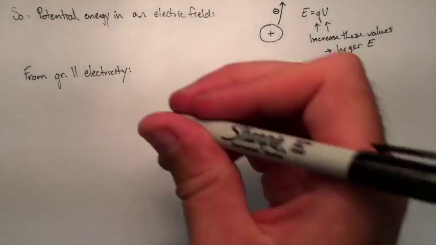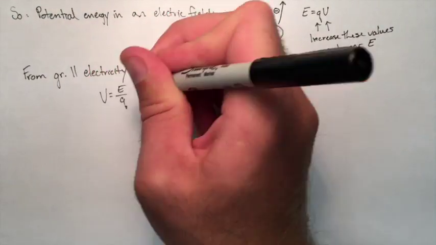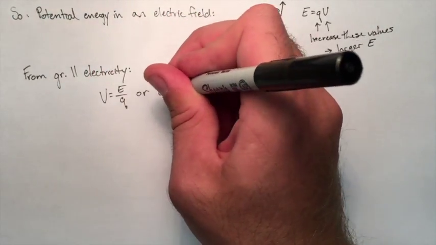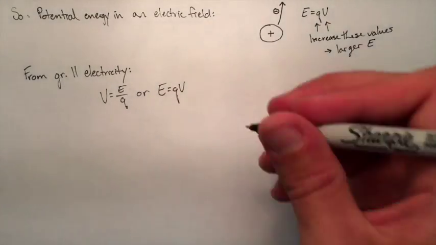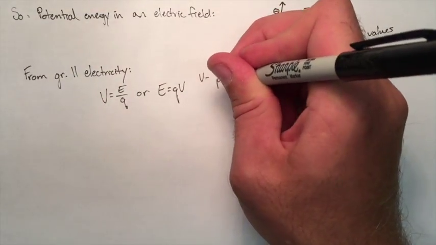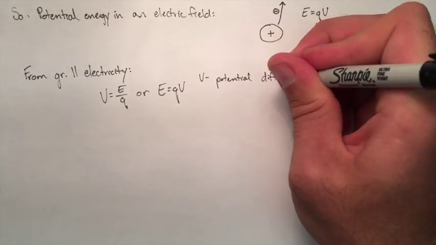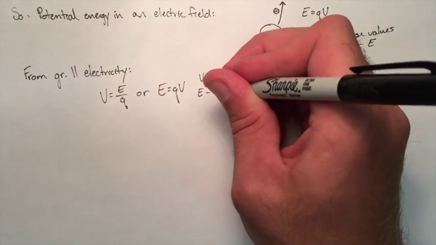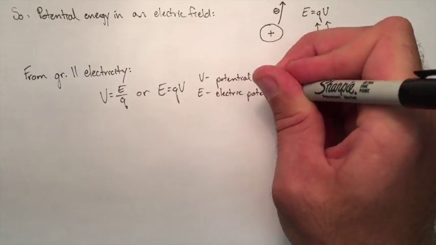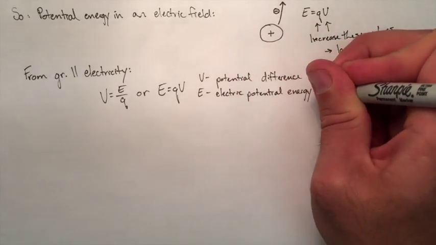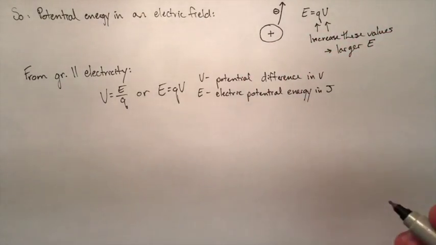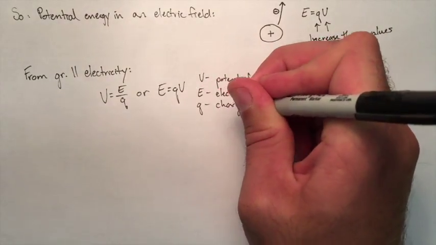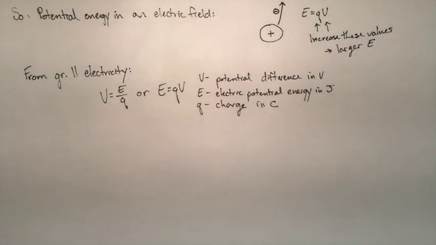That electric potential energy comes from the equation E equals QV. So this is something we saw in grade 11 where voltage was energy per charge in a circuit. So rearranging that, we get this potential energy is equal to charge multiplied by voltage. So V is the potential difference in volts, E is the electric potential energy in joules, and Q is the charge of that object in coulombs.